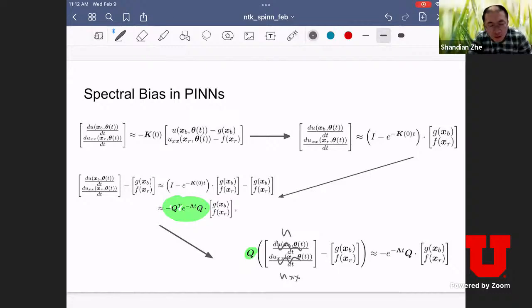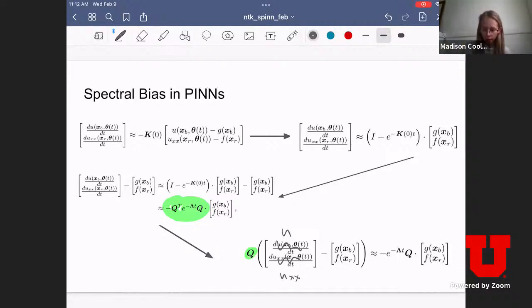SVD. So the Q should be the... That's weird. Okay, it's not symmetric. For the SVD, it has a left singular matrix and right singular matrix. They assume they are the same, right? And the diagonal part, why do they put an exponential term here?